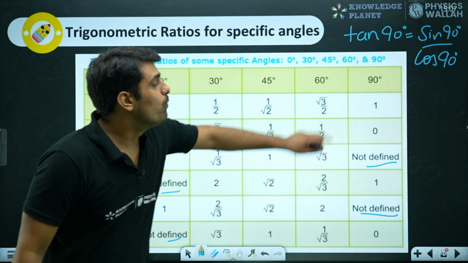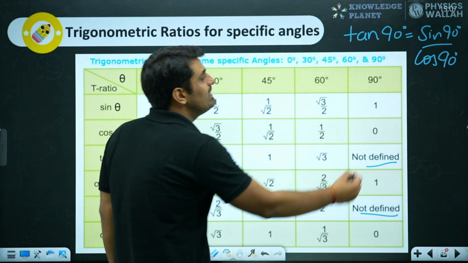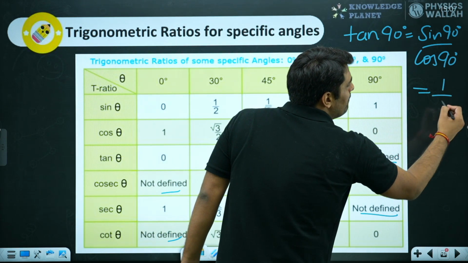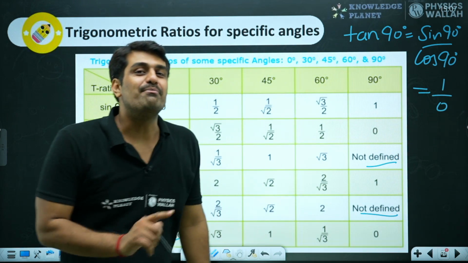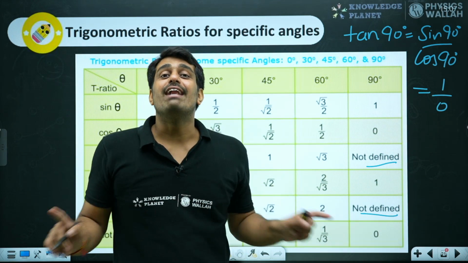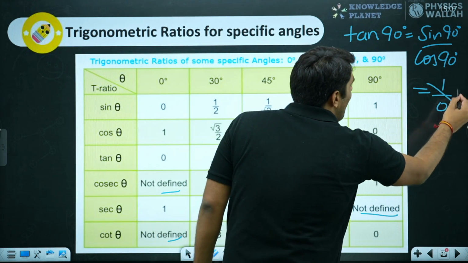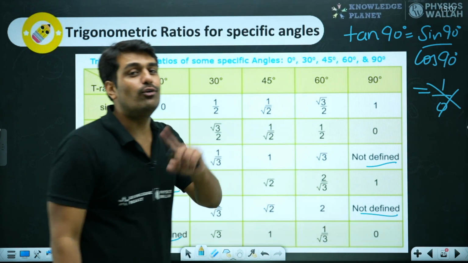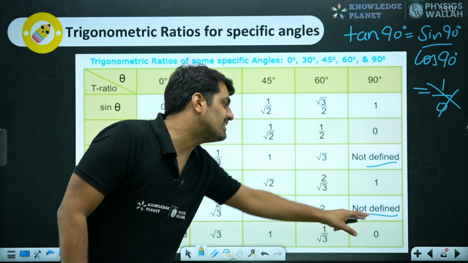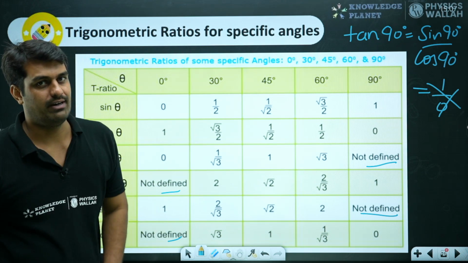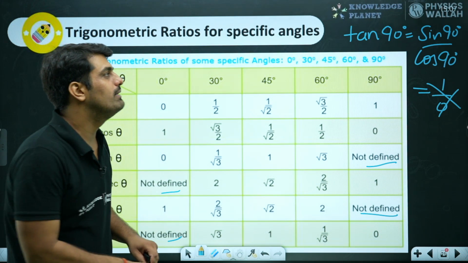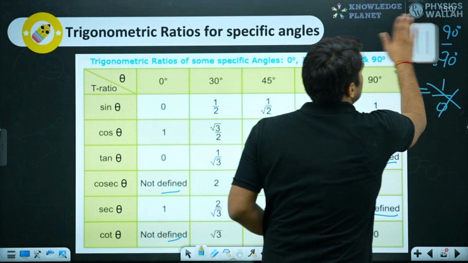Now see, 1 by 0. If you remember the rational number, you will remember that for a rational number, in the denominator we can never have 0. So this is not defined. That is the reason everywhere where 0 is in the denominator, they have mentioned not defined. And in all the 4 ratios, this will be the case.